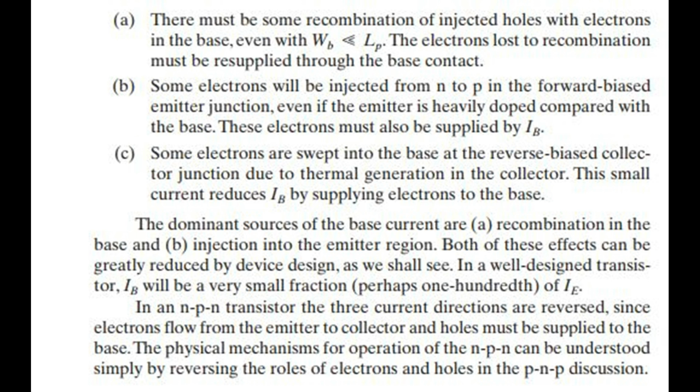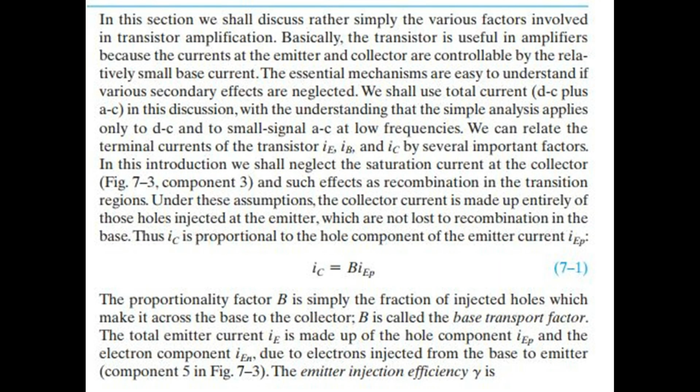In an NPN transistor the three current directions are reversed, since electrons flow from the emitter to collector and holes must be supplied to the base. The physical mechanisms for operation of the NPN can be understood simply by reversing the roles of electrons and holes in the PNP discussion. In this section we shall discuss rather simply the various factors involved in transistor amplification.